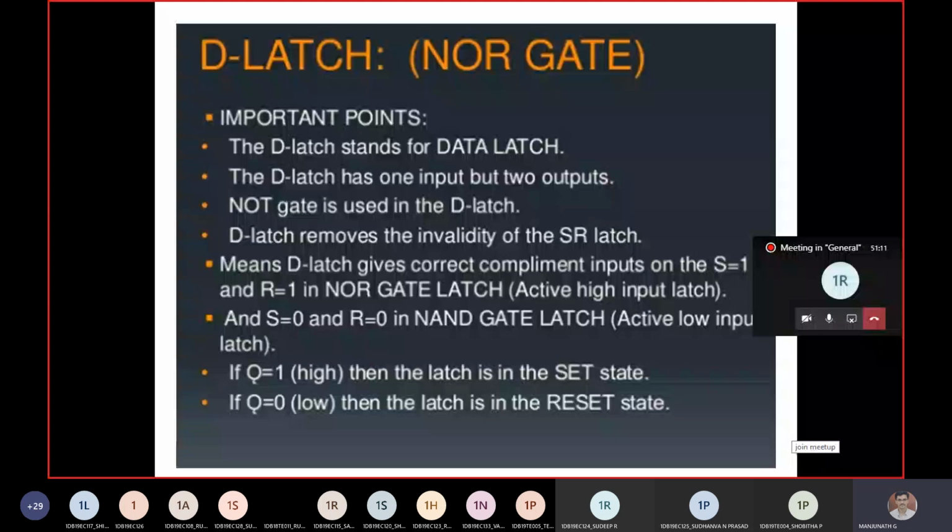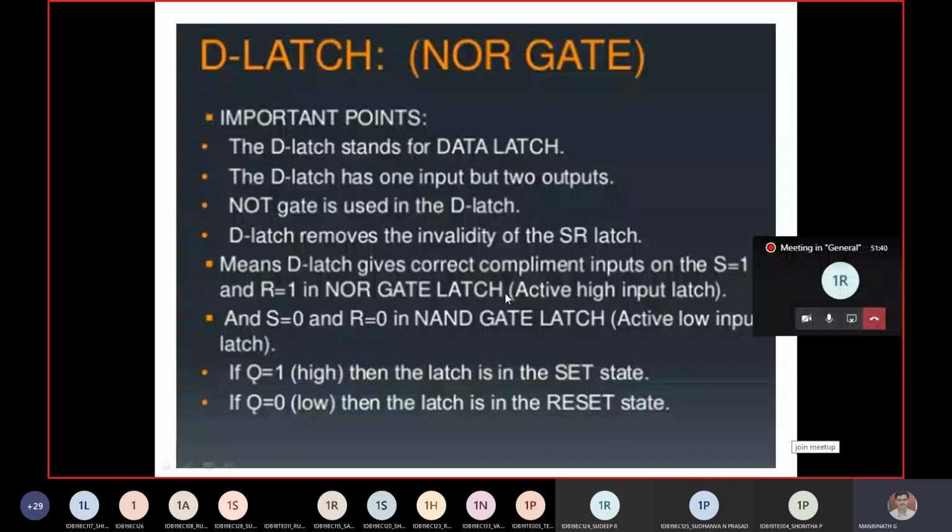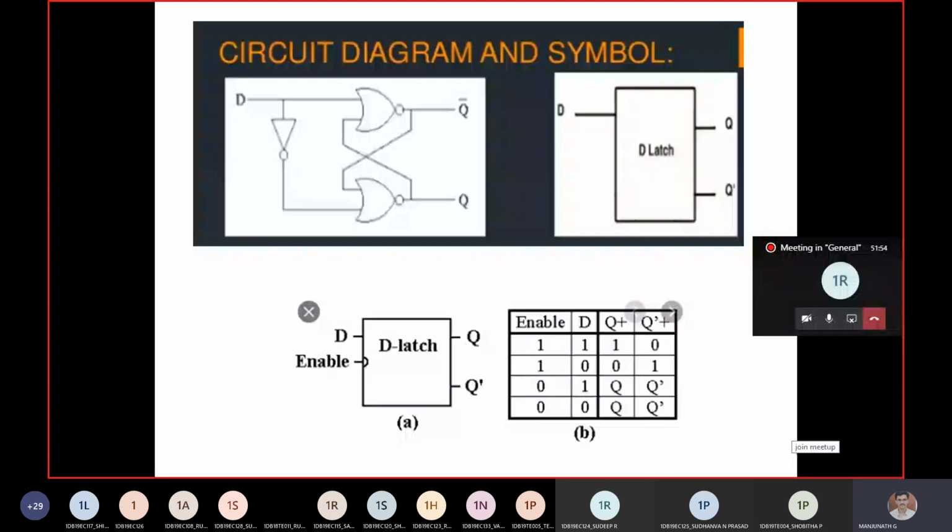So what diagram is it? Is it active low or active high? Active low. Active high, sir. Active low, and NOR is the matter in the diagram. Active high, sir. Active high, considering that the D latch gives the correct complement inputs on S equal to 1, R equal to 1. S equal to 1, R equal to 1. If I give D equal to 0 here and remove the NOT gate, what is the thing happening, is the question.